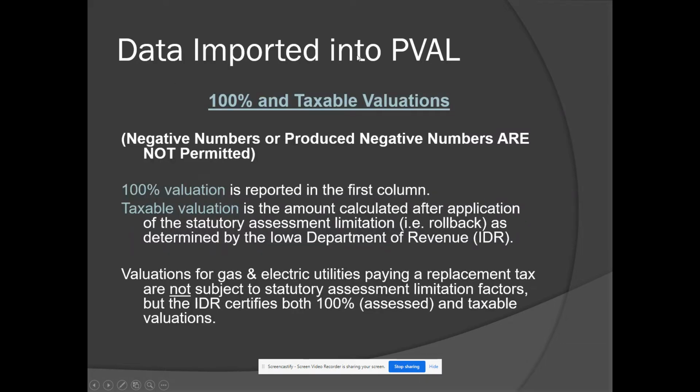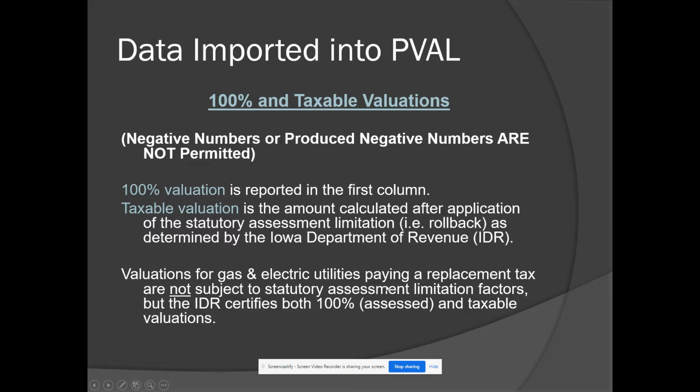So the data imported into PVAL, again, 100% and taxable valuations. Negative numbers or produced negative numbers are not permitted. 100% value is reported in the first column and taxable value is reported in the second, and that is of course the amount calculated after application of the statutory assessment limitation as determined by Department of Revenue. So you would have received the rollback figures around the end of October, and they are also shown in the online system.